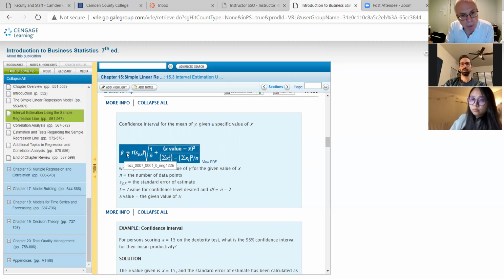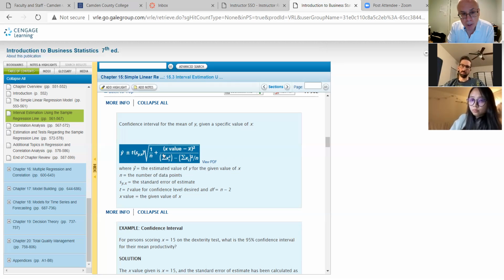And notice that what's being added to and subtracted from is y hat. It's not y, but it's y hat. The estimated value is what we put in the middle of our confidence interval. All right, and we're adding and subtracting from it these three terms here that are being multiplied.